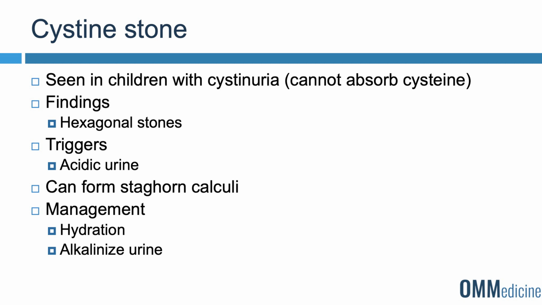The treatment for cystine stones is similar to all other kidney stones. We want to increase the amount of fluids that we drink, and then we also want to alkalize the urine just like we did for uric acid stones, because cystine stones are also going to be formed in acidic urine.